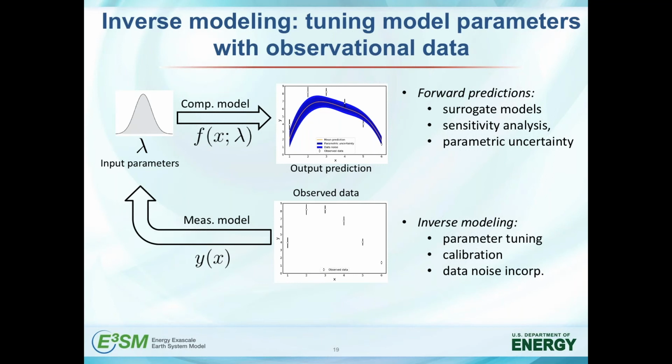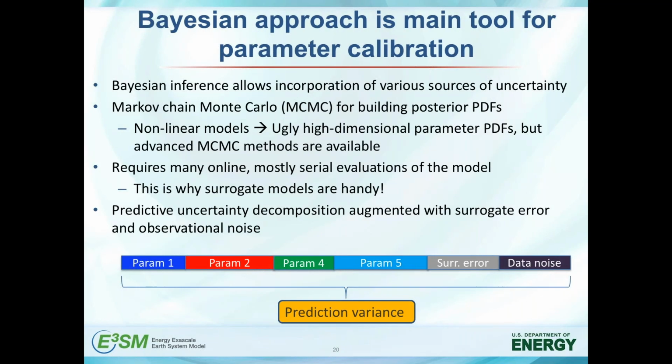They can also incorporate observational error or noise. And so that gives us some idea of what the optimal parameters in the model are and what the uncertainty around those parameters might be. And so for these kinds of problems, inverse problems, the Bayesian approach is the main tool that we're using for things like calibration. So Bayesian inference allows incorporation of various sources of uncertainty.